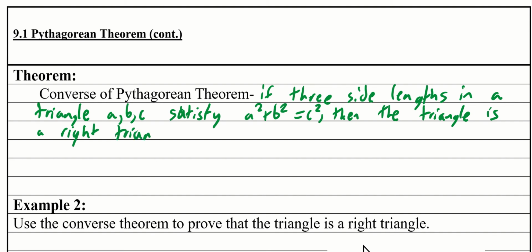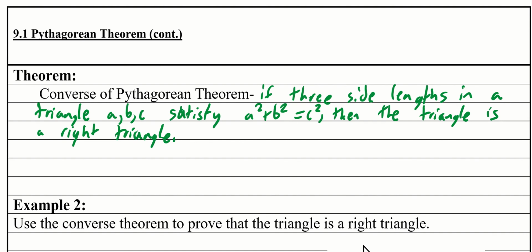It is a right triangle. So last time we said, here's a right triangle, now I have this theorem. In this case, we're saying, let's assume that we don't know it's a right triangle. If I give you the side lengths, if this satisfies the Pythagorean theorem, then it has to be a right triangle. Okay, it works both ways, essentially.